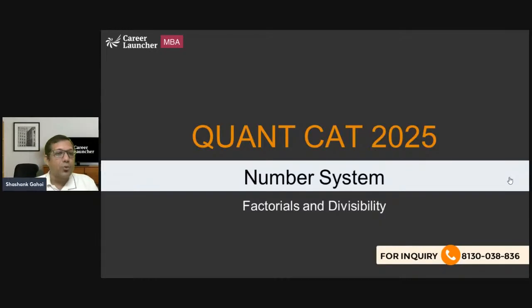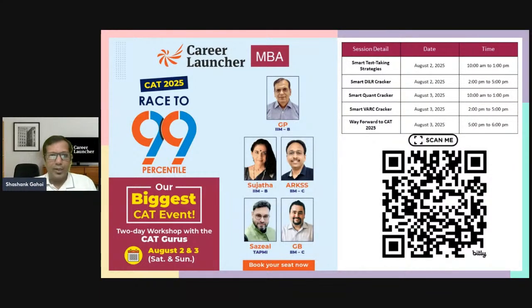So basically, what are factorials? Factorials means, for example, if I say 5 factorial, what is 5 factorial? 5 factorial is 5 into 4 into 3 into 2 into 1, right? If I say 3 factorial, what is 3 factorial? 3 factorial is 3 into 2 into 1.